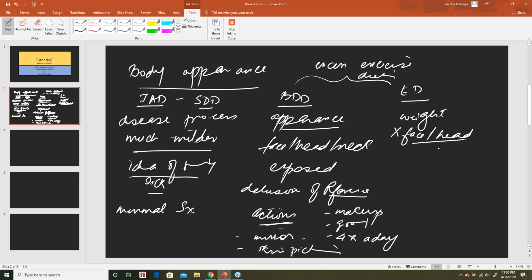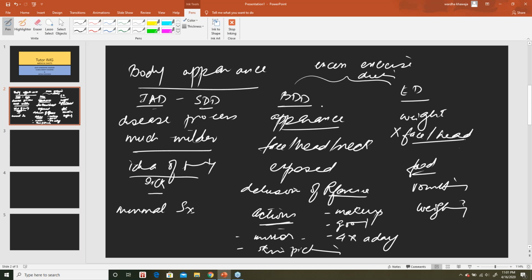right? So in eating disorder, the focus is mainly on weight loss, and you will find a lot of obsession with purging and binge eating. So the focus will be on food, vomiting, and weighing. Not so much with face, head, and neck appearances, and all of these other things that I've mentioned here.